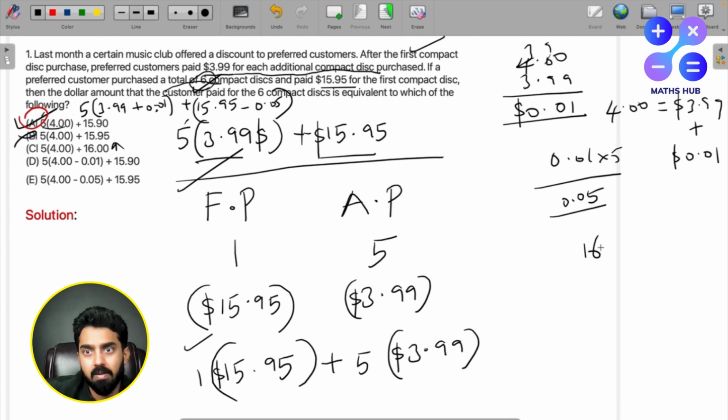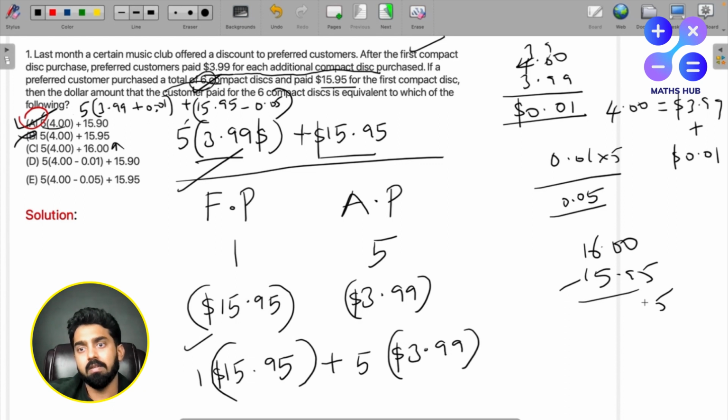So 16 minus 15.95 is how much? 10 minus 5, 5, 0 is 0. So 0.05. So 16 is 0.05 more. This is also 0.05 more, as we saw. This is the same, right? This is 0.05 more than this. So this is also not the answer.